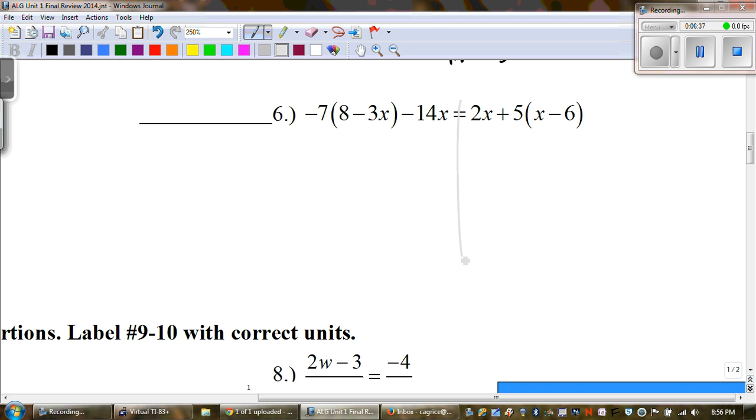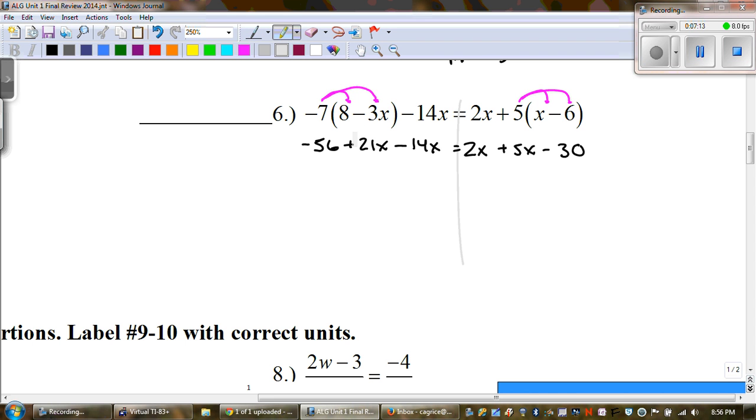All right, the long one. So on both sides, we have to distribute. On the left side, negative 7 times 8 is negative 56. Negative 7 times negative 3 is positive 21x minus 14x equals, I don't have to do anything with the 2x, but I do have to distribute that 5. So we get positive 5x minus 30.